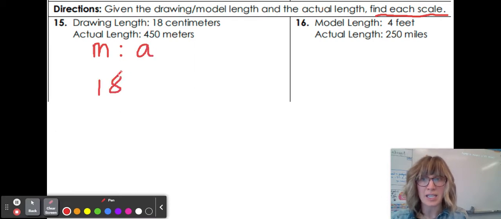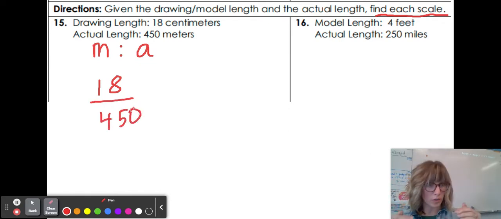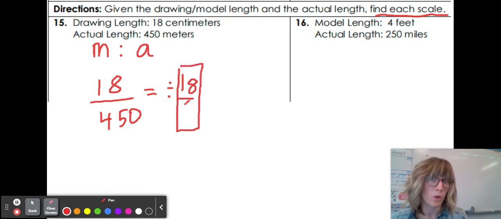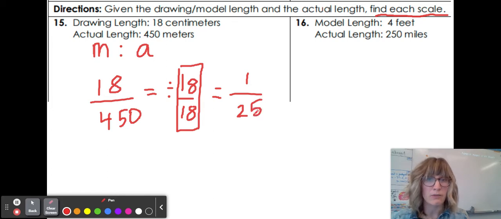So we'll say we have an 18 centimeter to 450 meter initial ratio here, right? And we want to know what's the scale factor. So to do that, we want to turn our numerator into 1. To do that, we're going to use division, right? And whatever you do to one side of the ratio or to the top of the fraction, you need to do the same thing to the bottom. So we're going to divide both by 18. Well, 18 divided by 18 is 1. And 450 divided by 18, you may use a calculator, is 25.